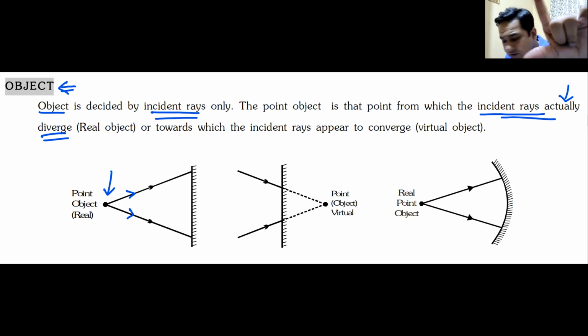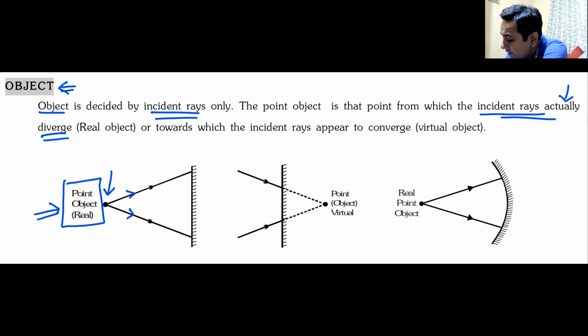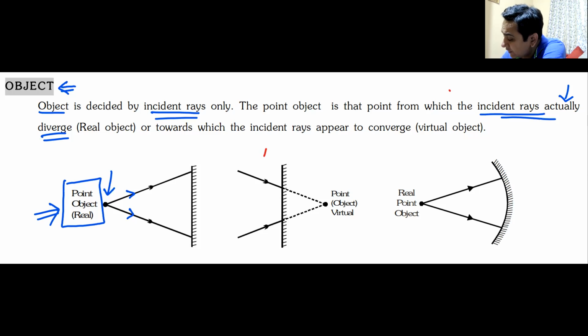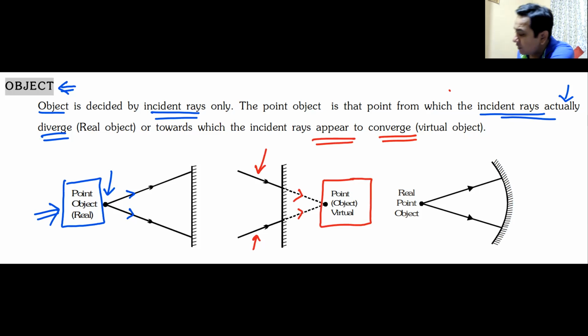If the incident rays are diverging, the object is a real object, which is the blue one. If the incident rays, the red one, you can see, seem to be converging, they appear to be converging, then the object becomes a virtual object.